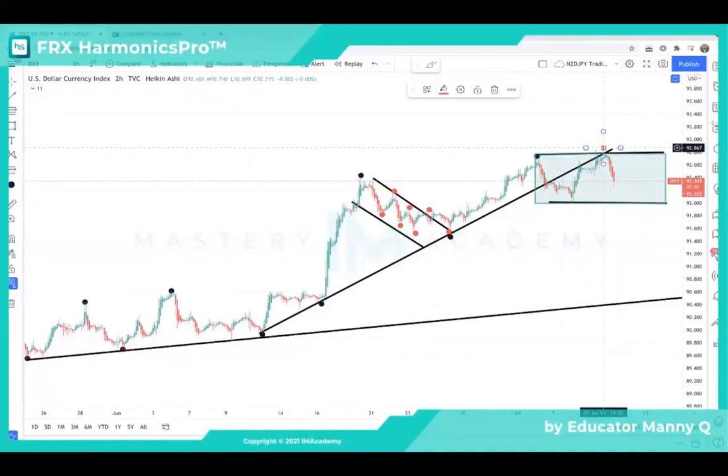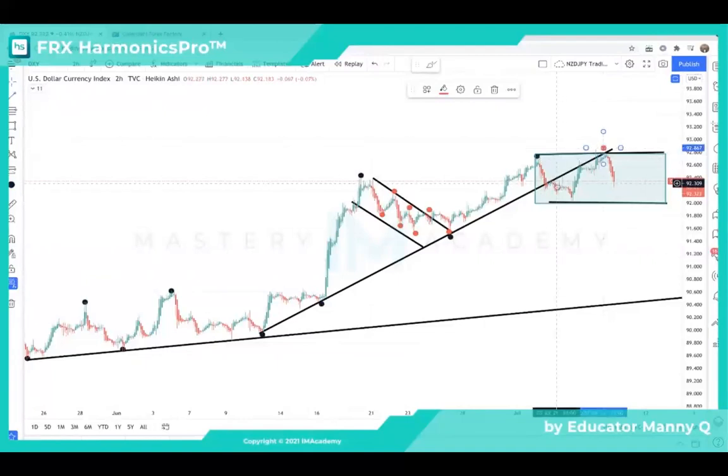Now, in the future and in future boot camps, we are going to be discussing entry points in the market and exactly where to locate entry. But right now, that's not the conversation. Right now is you simply understanding the highs and the lows in combination with trends and support and resistance levels.